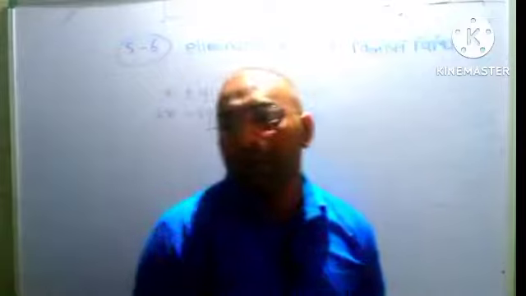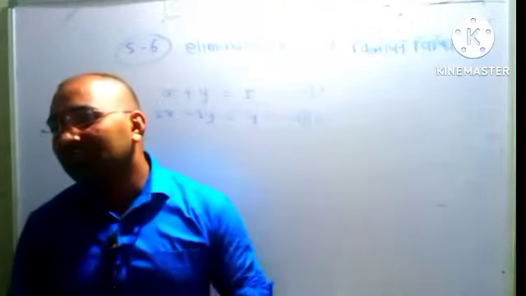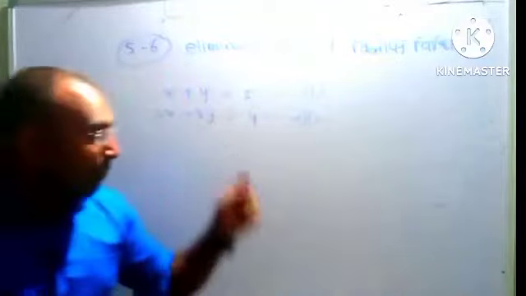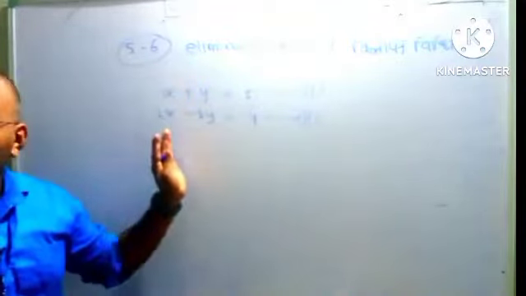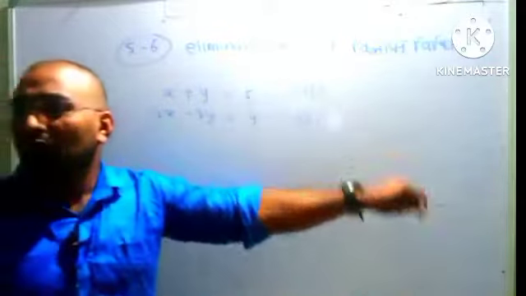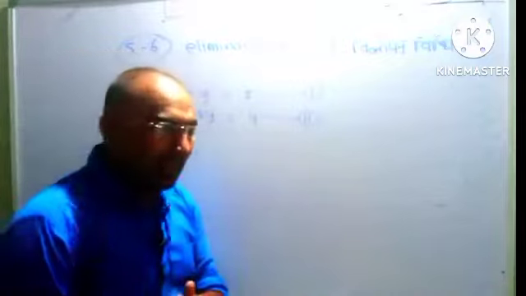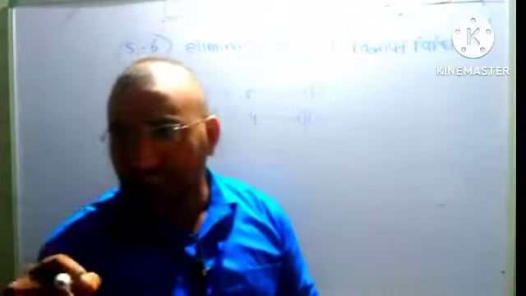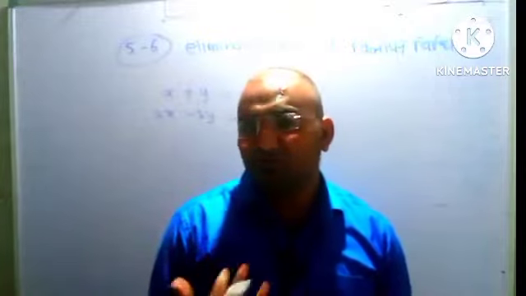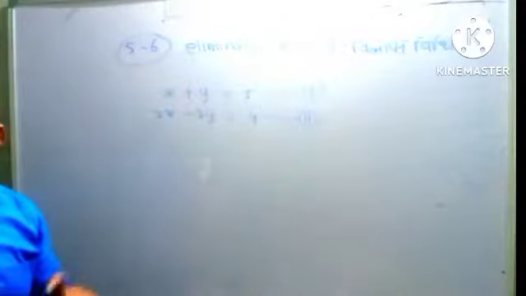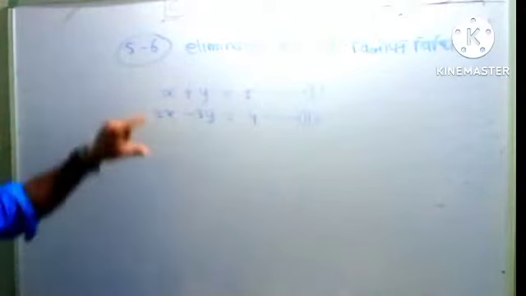Which method are we talking about? Elimination method. Eliminate means kisi ko nikal dena. So elimination method means we will have to remove something, either x or y. Ya to x ko nikal denge ya to y ko nikal denge. That is called elimination method. Now you can focus on x or on y, so let's focus on x. That means we will cancel x.